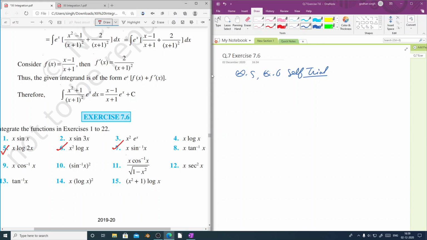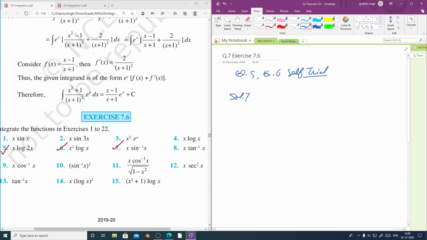So here we are having question number 7. Solving the 7th one, let I equal to integration of x sine inverse x dx. Now if we integrate this directly as it is, then we'll have to use a formula which is in the next exercise, so we'll avoid that one. So instead of that, we'll remove this inverse. And how we can do that?